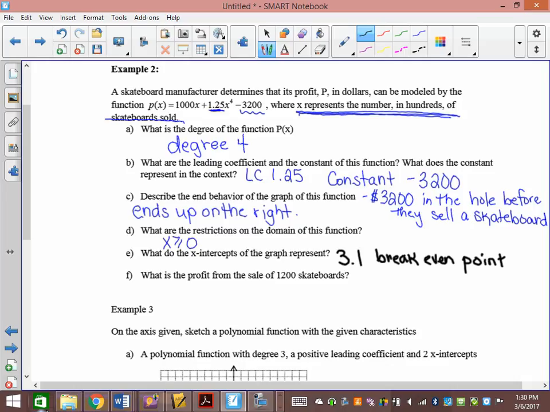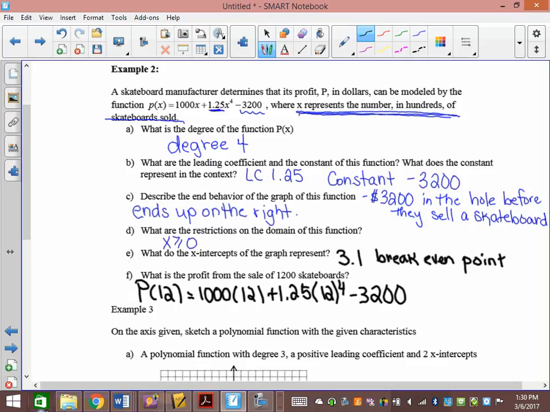After that, I'd profit. What's the profit from 1,200 skateboards? Well, you can take 1,200 and put it in for X. How much would I put in for X? 12. So you could either go and put P of 12 and solve it. Go P of 12, and get your answer that way.